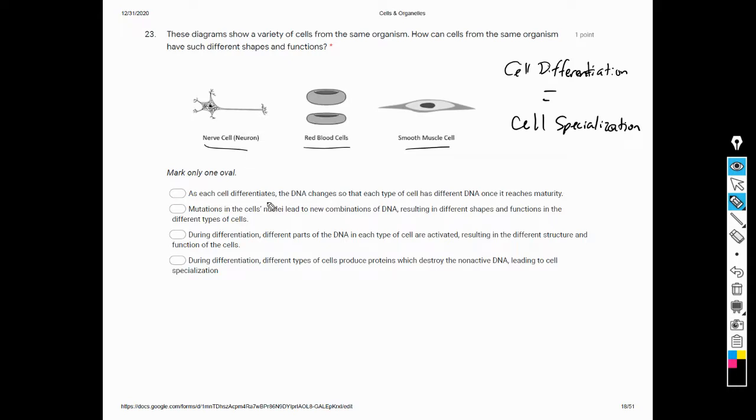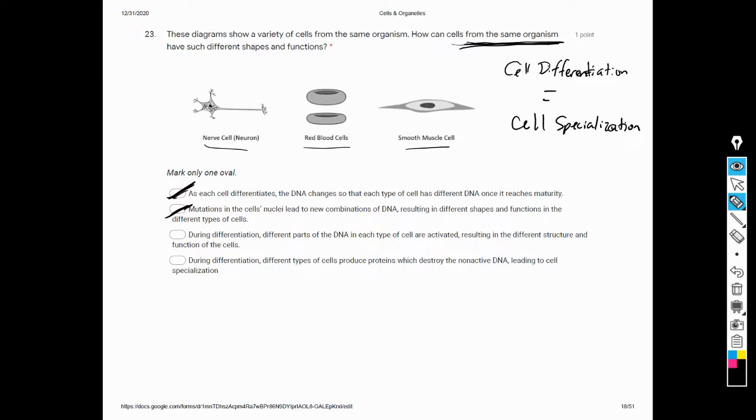As each cell differentiates, the DNA changes so that each type of cell has different DNA. That is incorrect. The DNA is not different. The DNA is the same in all of these cells because they come from the same organism. Answer choice B, mutations in the cell's nuclei lead to new combinations of DNA. Again, that's incorrect because they come from the same organism, which means they have the same DNA.